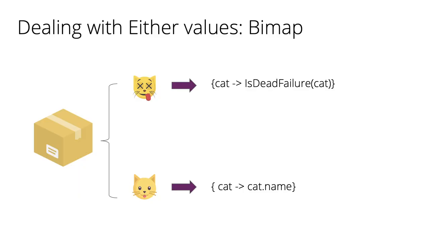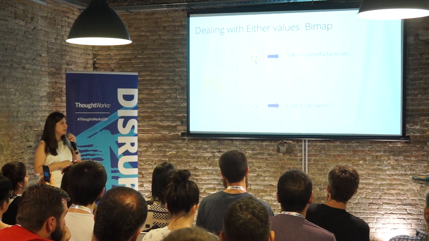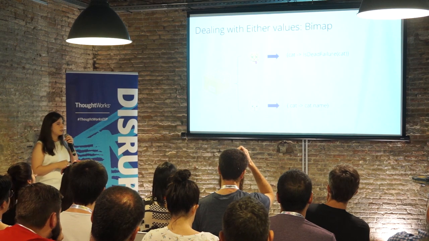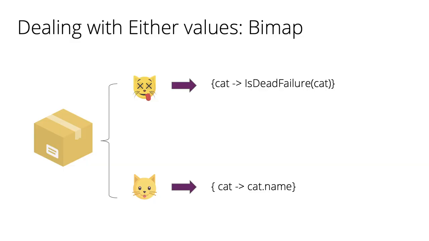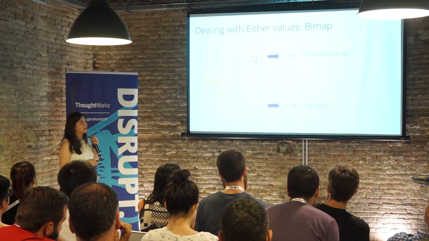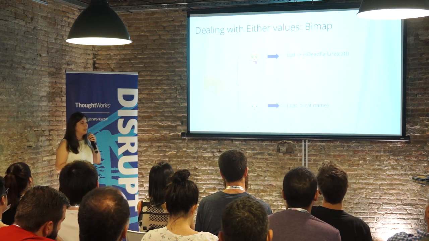But there is another way to deal with Either, thanks to the function bimap. To understand this, we are going to explain in more detail how we can deal with it. Imagine that the Either this time is a box, the Schrodinger's cat box. If you open the box, you can find the cat dead, therefore it's a failure, and you are going to apply this lambda expression that is creating a failure with the cat passing by parameter. Or if the cat is alive, you are going to show the cat's name.